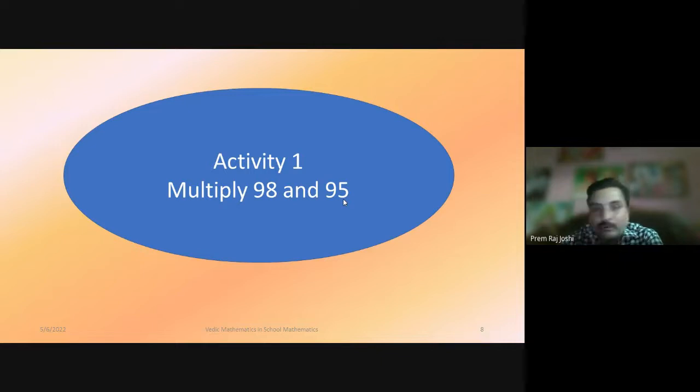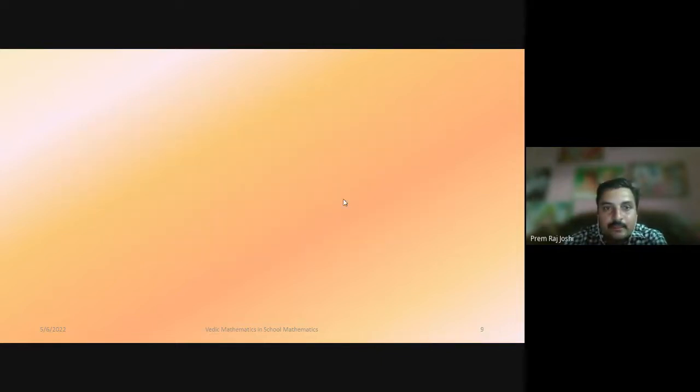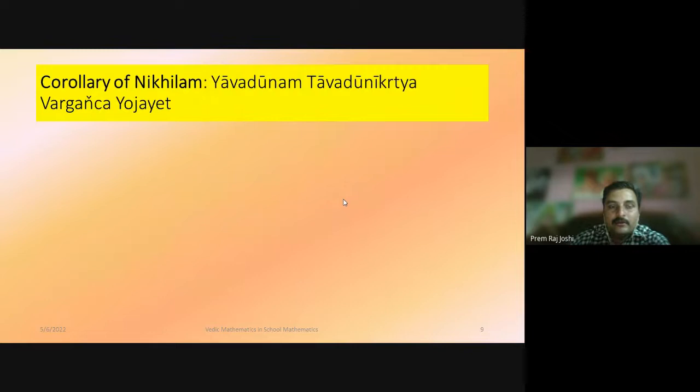So I will go a little ahead. I have taken the corollary or the subsutra of this Nikhilam Sutra. These are Sanskrit words, so that's why these bars are over there. Yavadunam and Virgins Yoga Jet. These are the two subsutras.